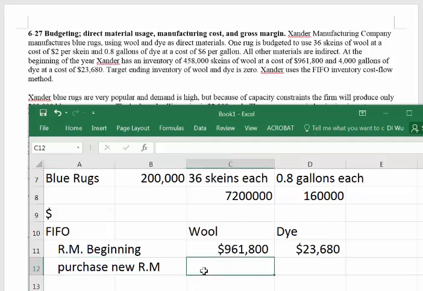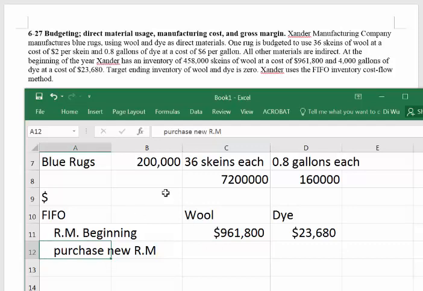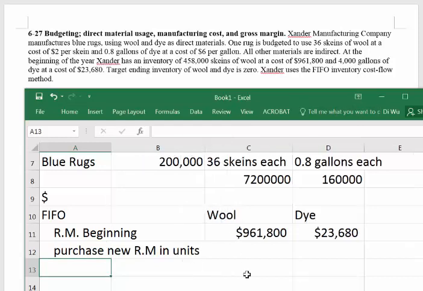And the question is, first of all, I have to know how many units I need to buy. Second is then what is the unit price. So finally, I can find the dollar amount. So therefore, first I need to look at purchase new raw materials in units first. Okay, so how many do I need to buy? That's very important.